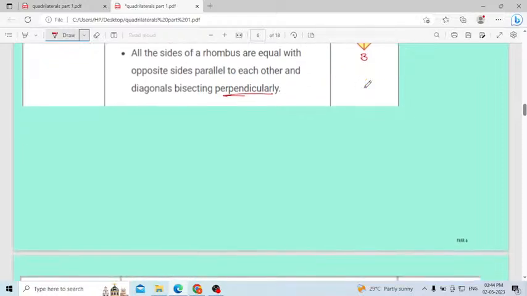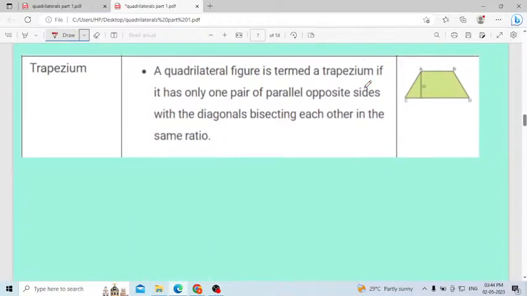Okay. Then we will move to the next one, trapezium. A quadrilateral figure is termed as a trapezium if it has only one pair of parallel opposite sides with the diagonals bisecting each other in the same ratio. Trapezium is also one of the types of quadrilateral because it contains four sides, but here it contains only one pair of parallel opposite sides, only one pair of parallel lines. These two are not parallel.